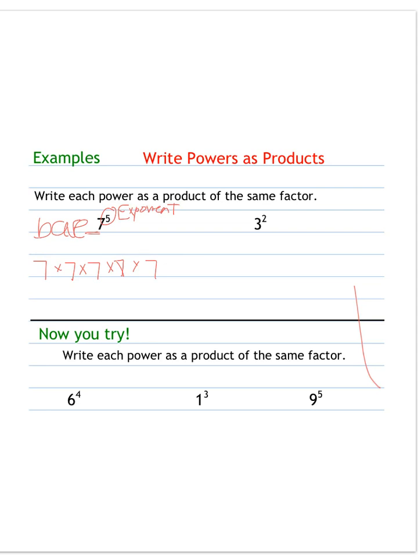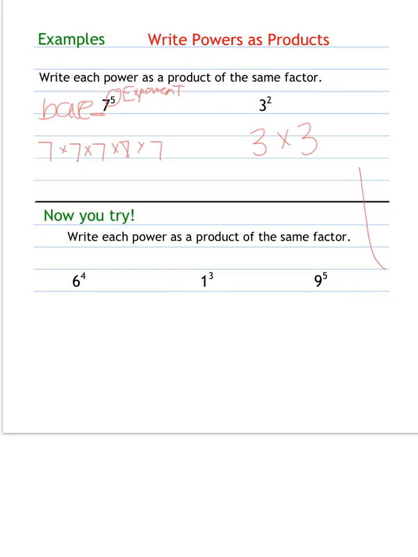On this next one, the 3 is our base and the 2 is our exponent. So we are taking 3 and we are multiplying it by itself 2 times. Okay, now you can try these next few on your own and then come back and check.